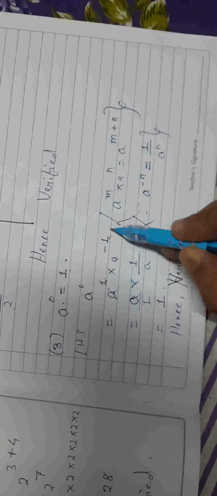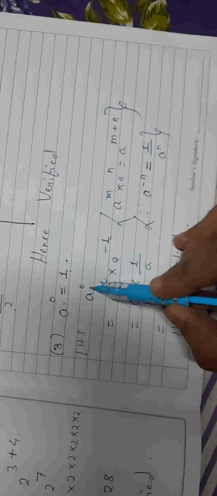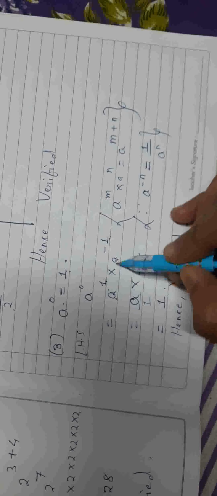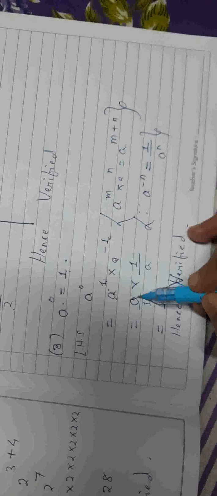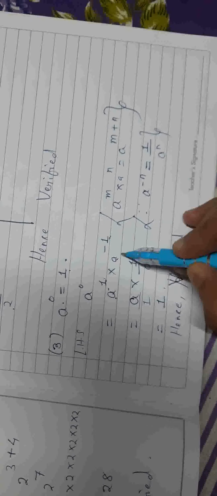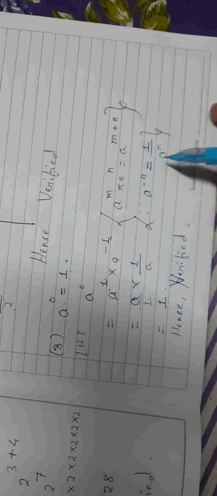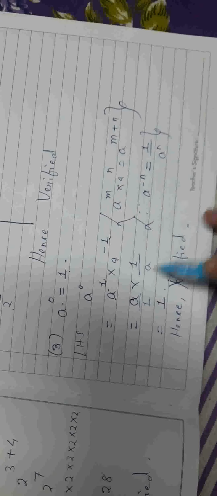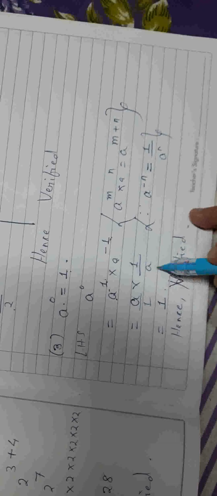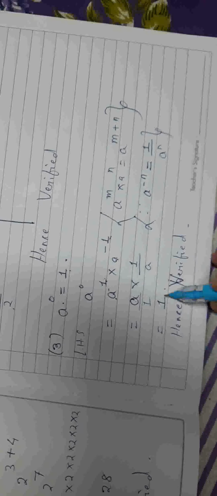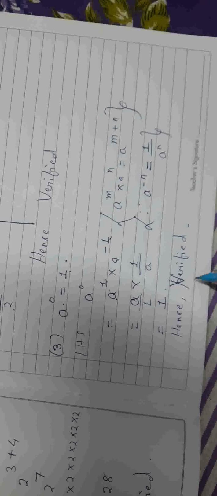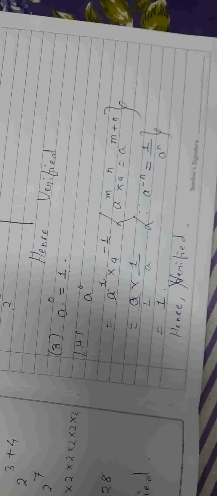So therefore this expression can be written, instead of a to the power 0, as a to the power 1 into a to the power minus 1. Now a to the power 1 means only a, and for a to the power minus 1 the formula is a to the power minus n, which is equal to 1 by a to the power n. So 1 by a. Numerator and denominator get cancelled, equal to 1 is the required answer. This is the third law.